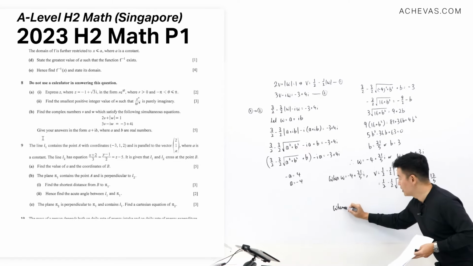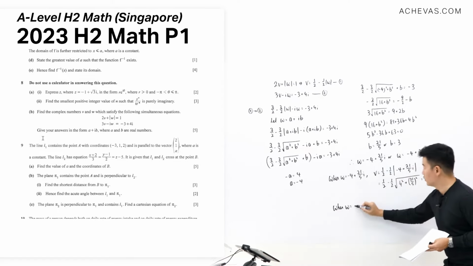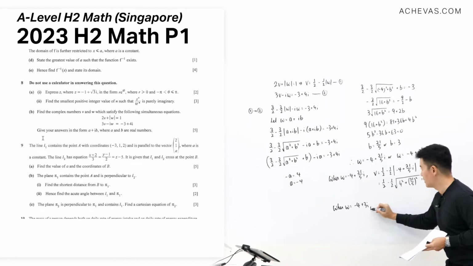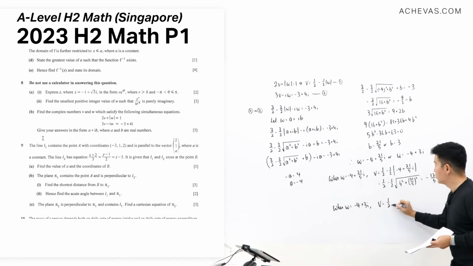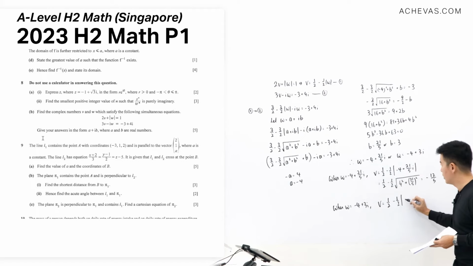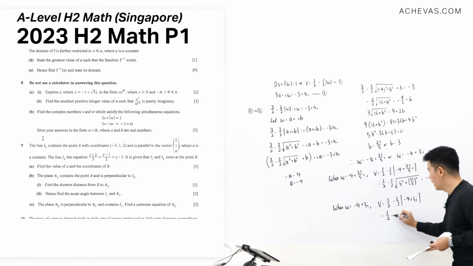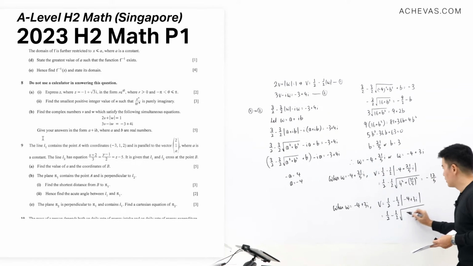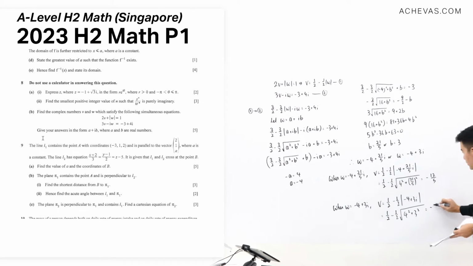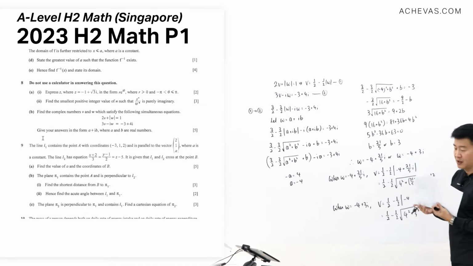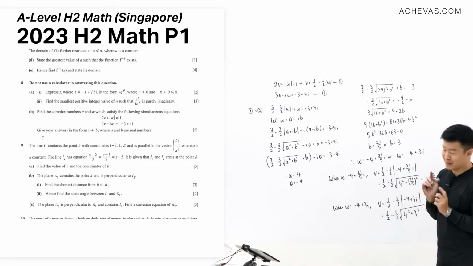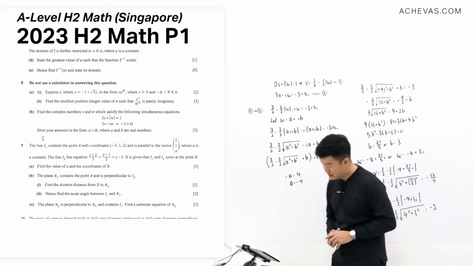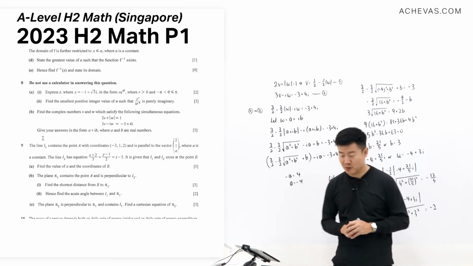The other one will be when W is equal to minus 4 plus 3i. So V is going to be equal to half minus half modulus of minus 4 plus 3i. This is going to be half minus half square root of 4 squared plus 3 squared. This is going to be equal to negative 2. Okay, this is question number 8B. Let's move on. The next one is a vectors question.